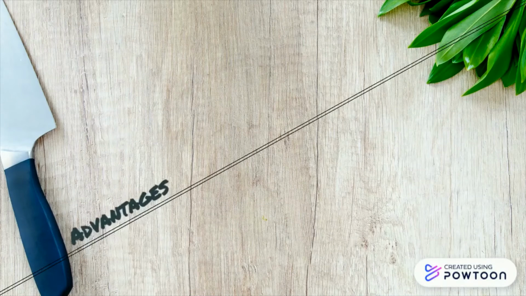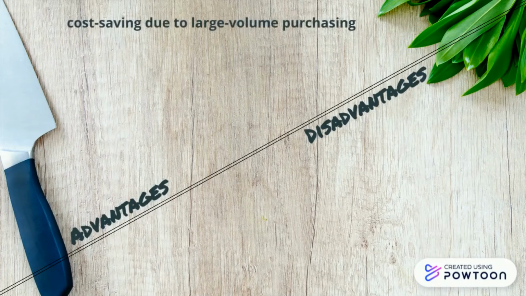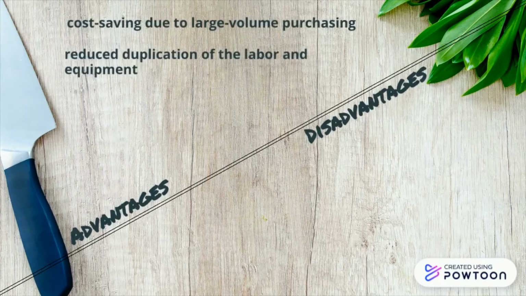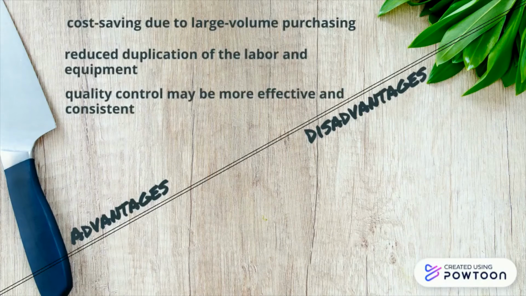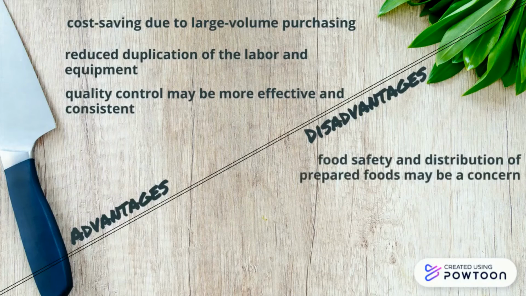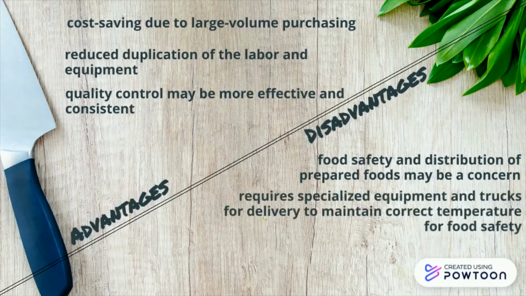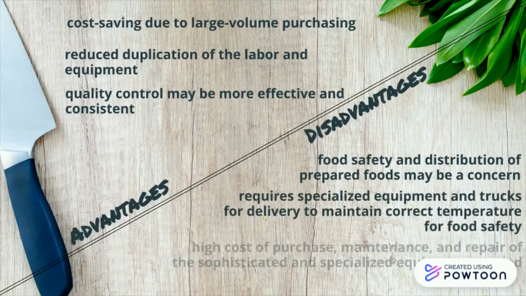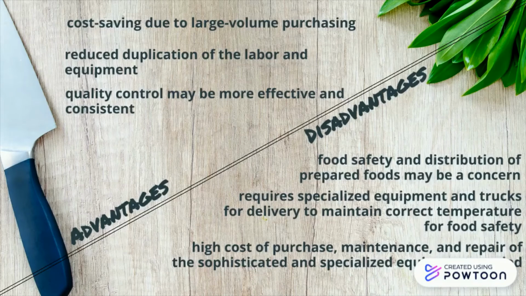Let's discuss its advantages and disadvantages. For the advantages, it is cost-saving due to large volume purchasing, and there is reduced duplication of the labor and equipment. Quality control may be more effective and consistent as there is only one unit to supervise. For the disadvantages, food safety and distribution of prepared foods may be a concern. It requires specialized equipment and trucks for delivery to maintain correct temperature for food safety. There is high cost of purchase, maintenance, and repair of the sophisticated and specialized equipment needed.